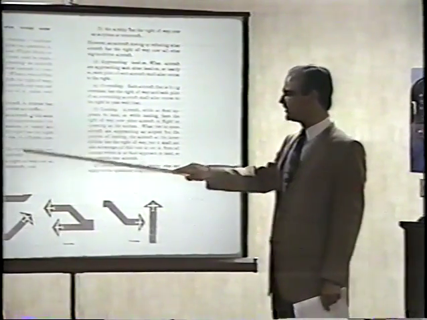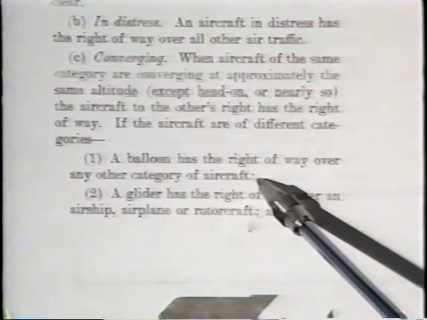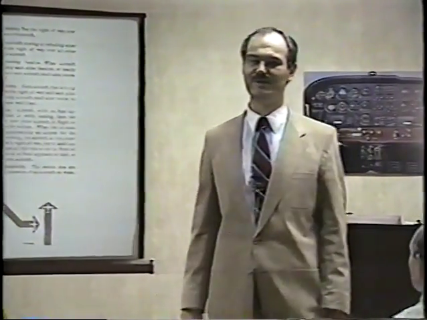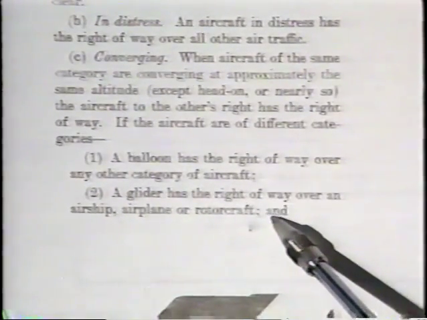But there's a special rule here that says, in converging cases, a balloon has a right of way over any other category of aircraft. Can you imagine? Who would want to steal the right of way from a balloon, all right? But anyway, basically the least maneuverable has a right of way. It says a glider has a right of way over an airship, an airplane, or a rotorcraft.